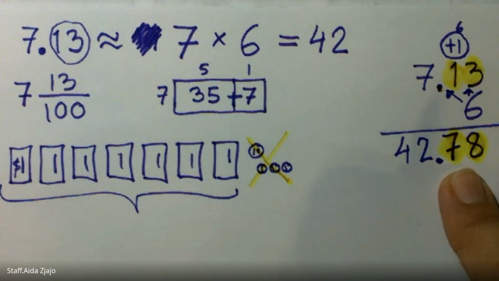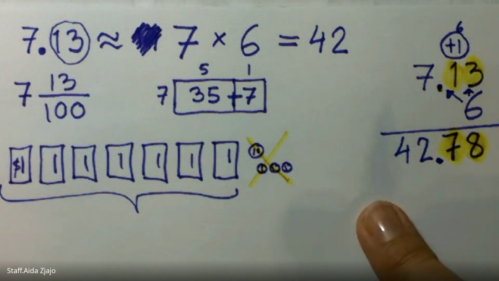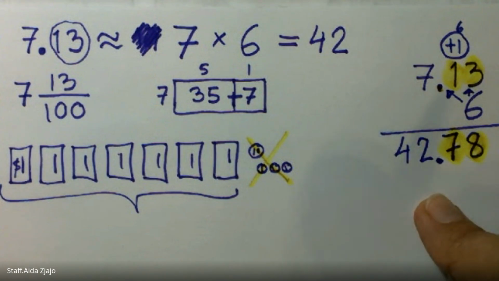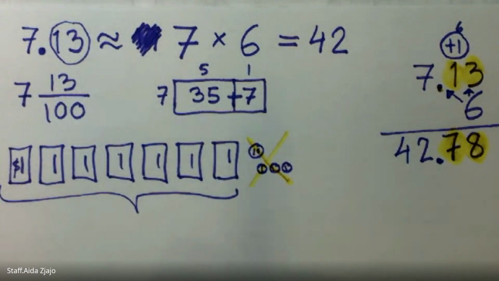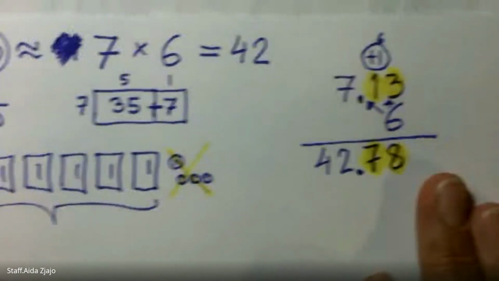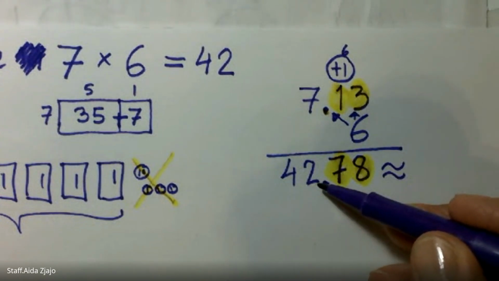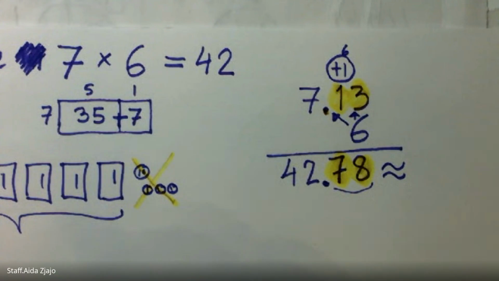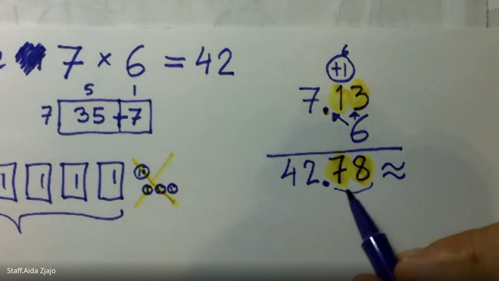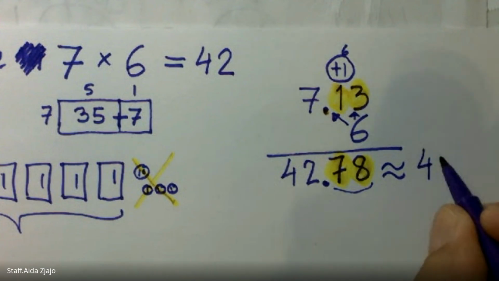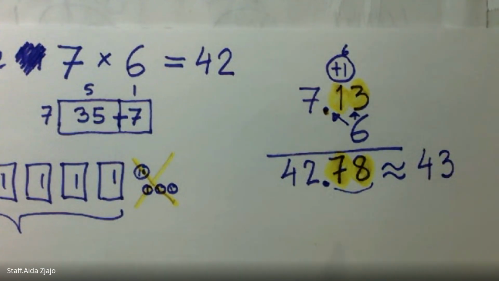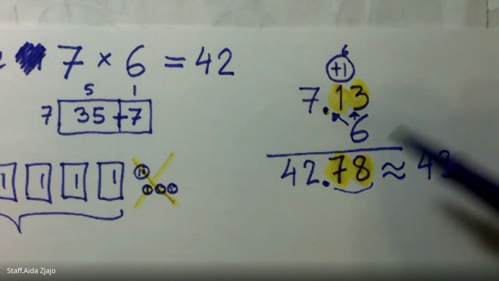And then if I estimate this one, the answer would be about $43. 78 out of 100 is close to 100, so I can estimate this about 42 or 43. If I needed to estimate my answer to the nearest dollar, I know this is 78 out of 100, so that can make me about one extra dollar.